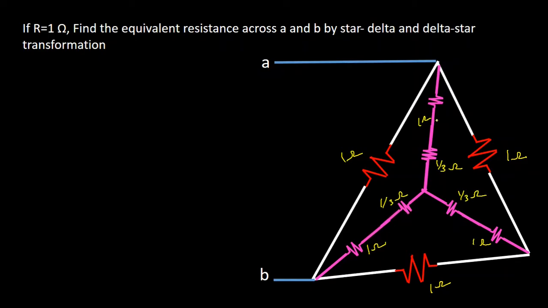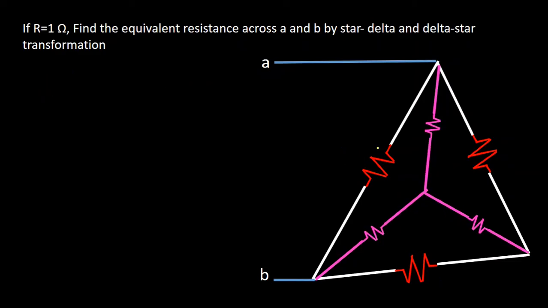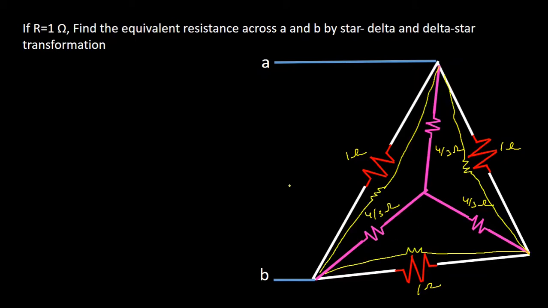So we add this 1 by 3 ohm and 1 ohm for each branch. After adding we get 4 by 3 ohm. So this circuit will convert like this. This is 4 by 3 ohm, this is 4 by 3 ohm and this is also 4 by 3 ohm. Now we can see that in the middle side one star connected network is forming. So we convert this star connected network into delta connected network. For this we draw a delta connected network outside this star connected network like this.